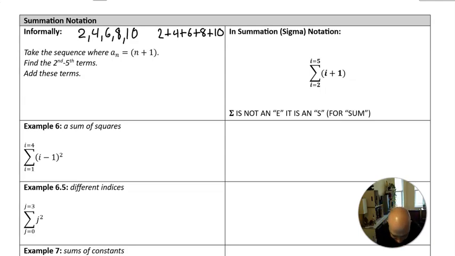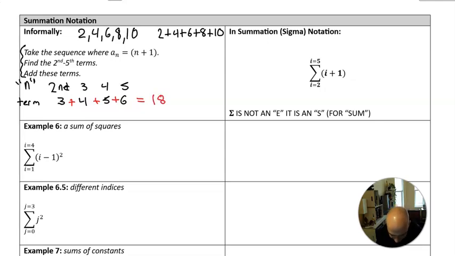Okay, we could do this right now. Let's do it. The 2nd term would be 3 because it's n plus 1. So then 2nd, 3rd, 4th, 5th. So this is like our n, and this is like our term. The 3, 4, 5, 6. And then we're to add these terms. So we'll just add 3 plus 4 plus 5 plus 6. 3 plus 4 is 7, plus 5 is 12, plus 6. So this should come out to 18, hopefully.